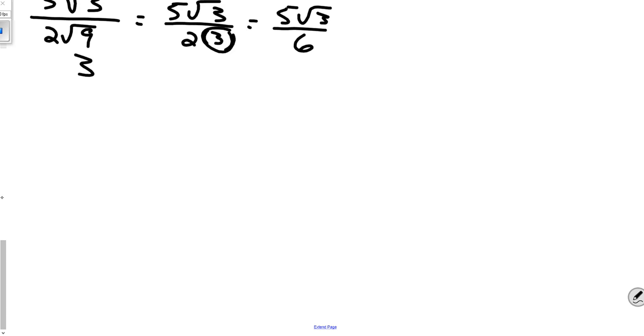Now, we're going to cover something next. Get ready. Here we go. Let's say we have something like this: 5 root 3 over 4 minus root 6. So this is a new example.